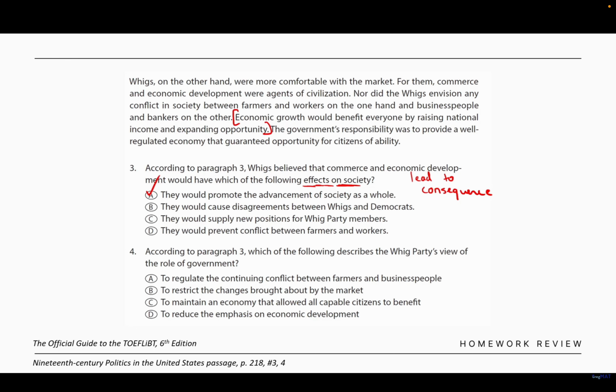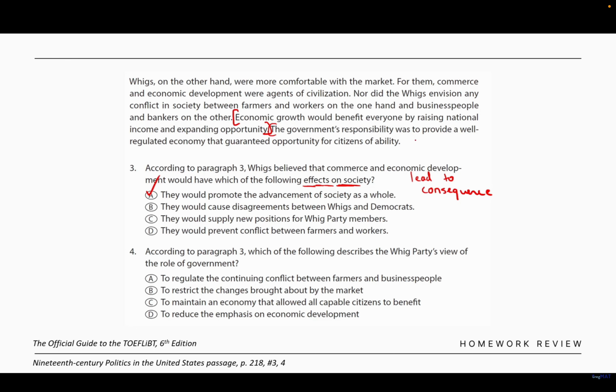So this is saying which of the following describes the Whig Party's view of the role of government? How would you rephrase that? The way the Whig party sees the role of government, or what is their view, their opinion. What is their opinion. Opinion of the role of government, right? And then, of course, that would be right here.